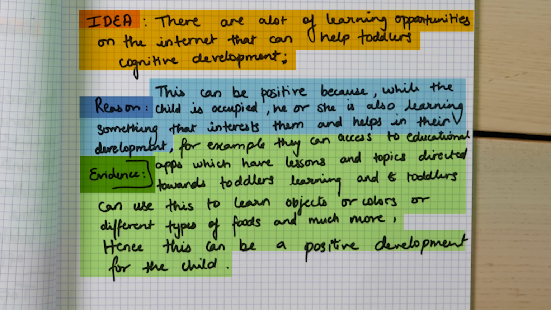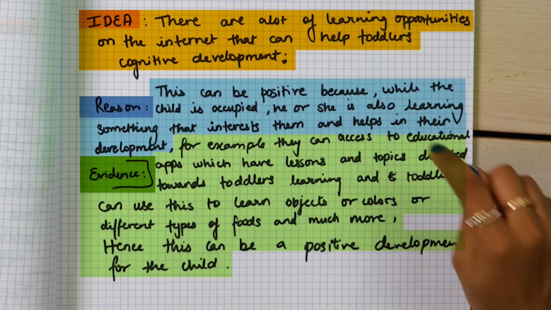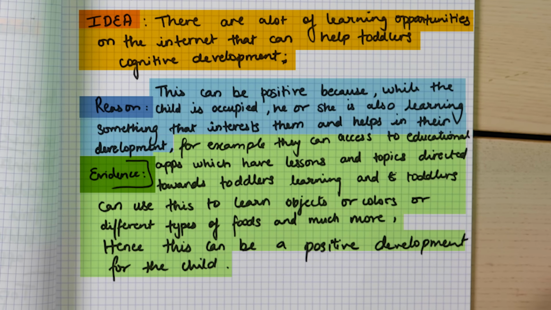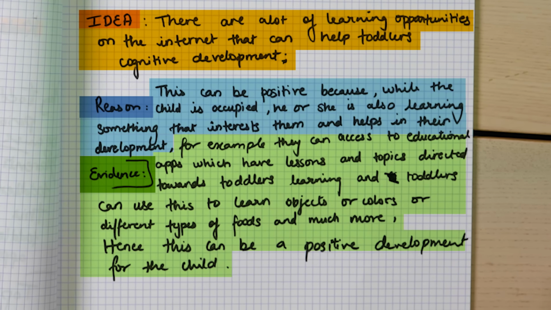So this can be positive because while the child is occupied, he or she is also learning something that interests them and helps in their development. For example, they can access educational apps which have lessons and topics directed towards toddlers. Toddlers can use this to learn objects or colors or different types of food and much more. Hence, this can be a positive development for the child.